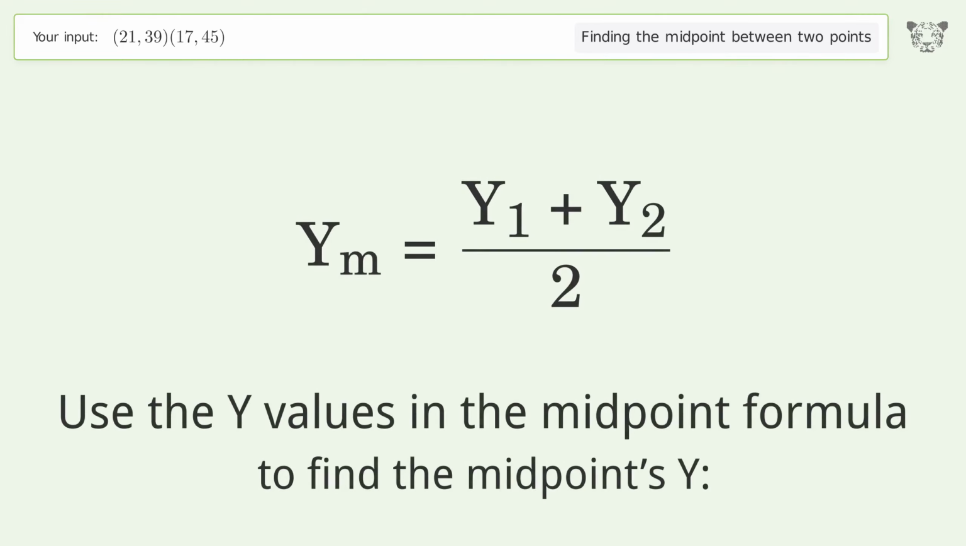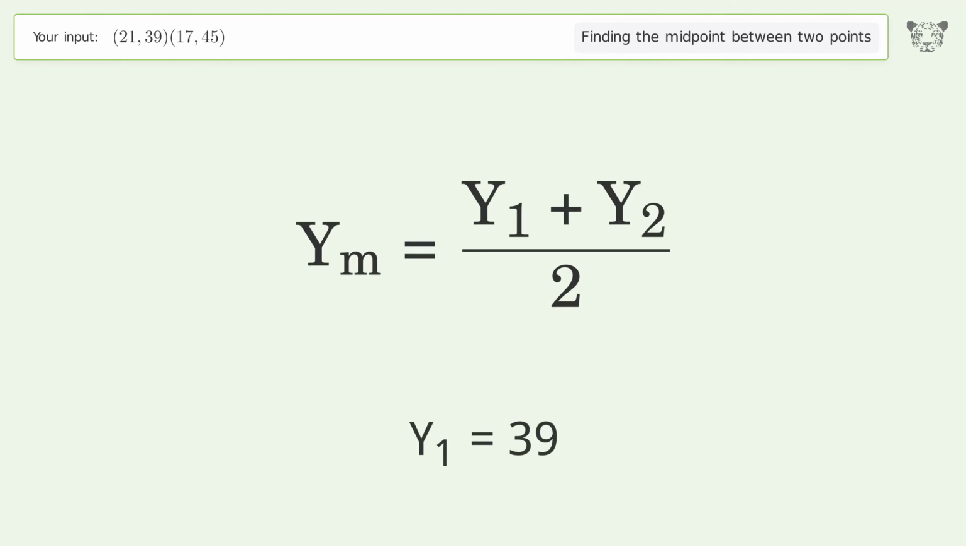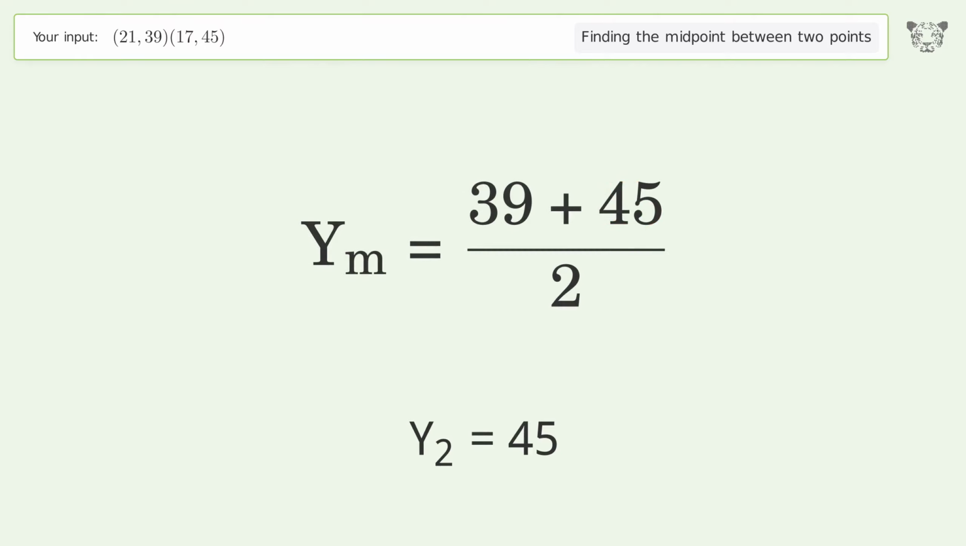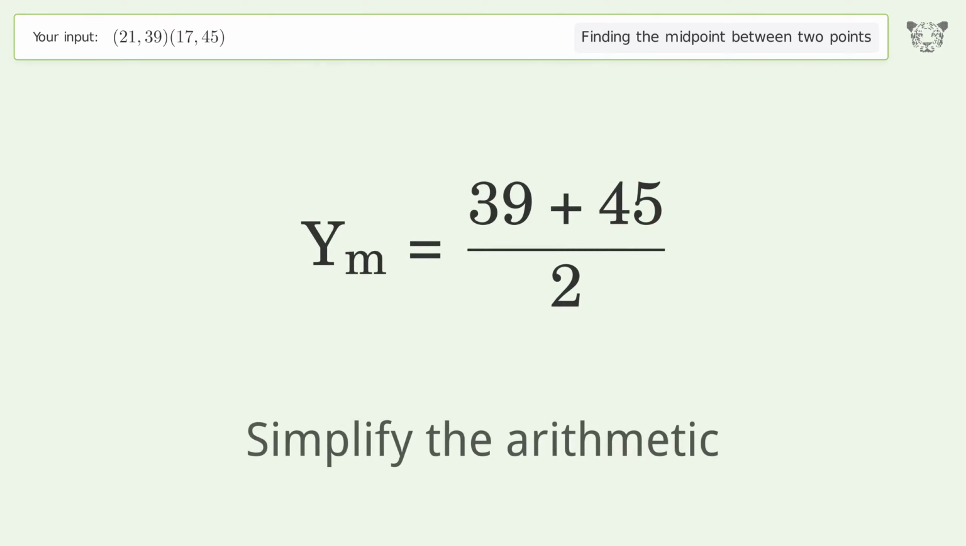Use the y values in the midpoint formula to find the midpoint's y. y1 equals 39. y2 equals 45. Simplify the arithmetic.